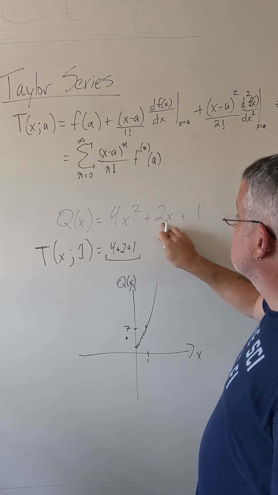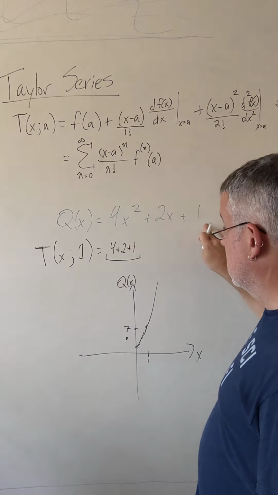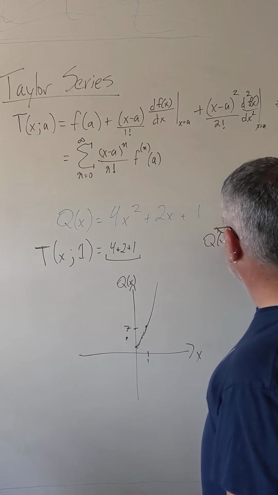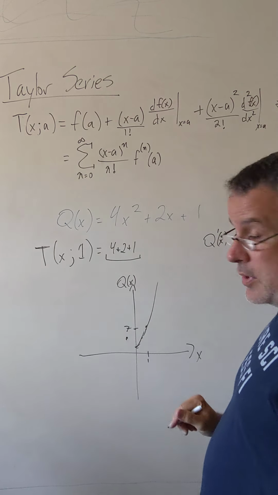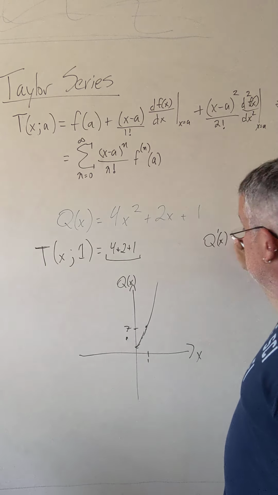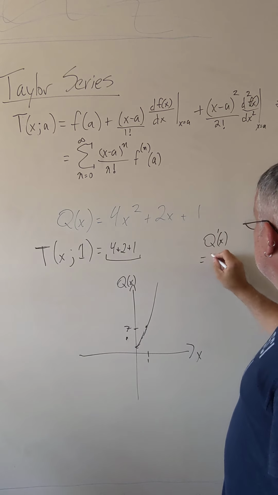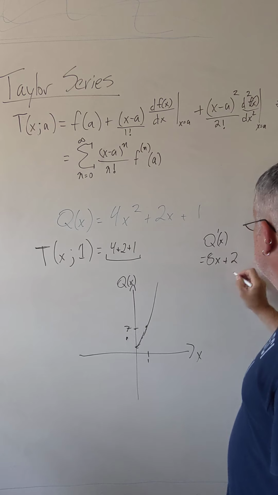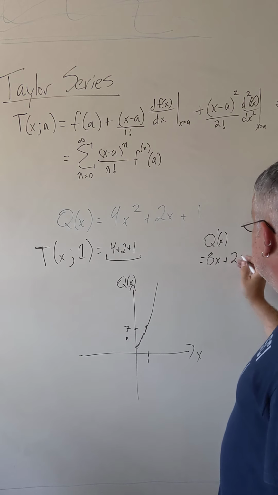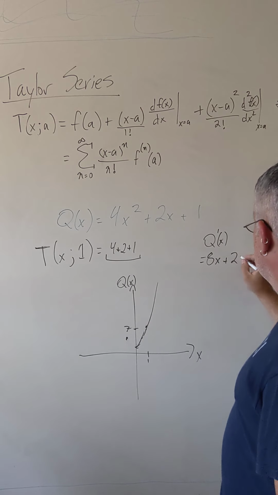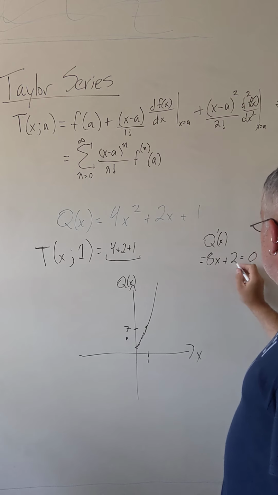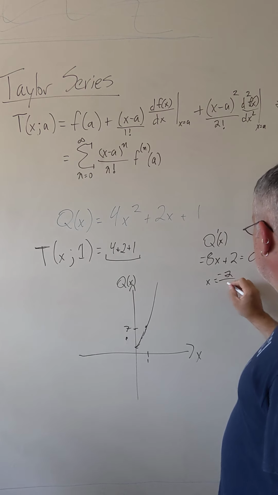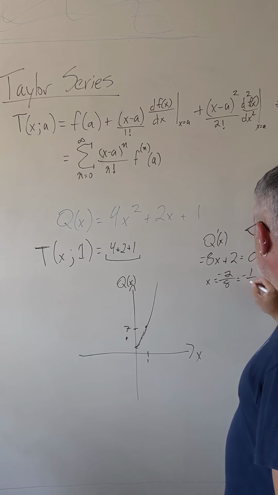8x plus 2, 0. So the first derivative of q of x, which we're going to need in a second anyway, is 8x plus 2. Where is that equal to 0? Because I want to find the minimum of this. I set that equal to 0, move the 2 to the other side. x equals minus 2 over 8, or minus 1/4.